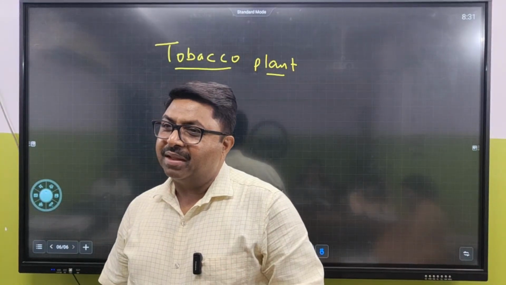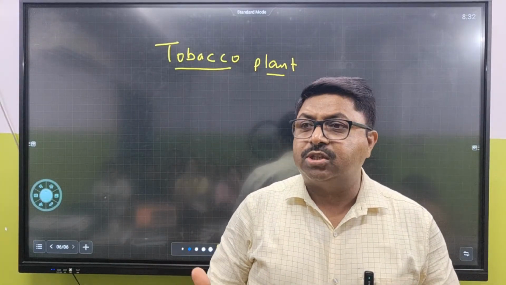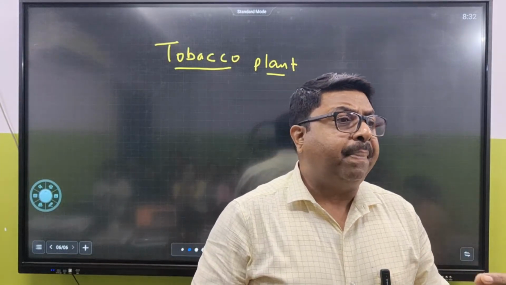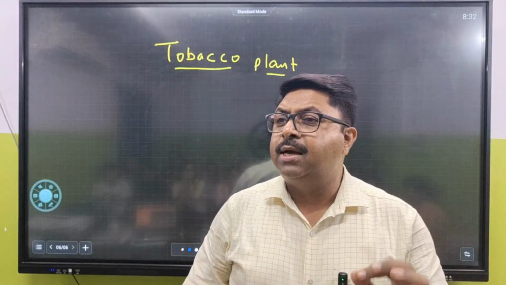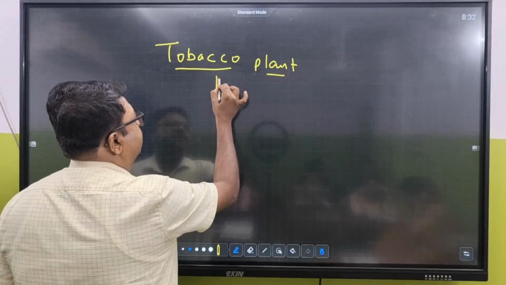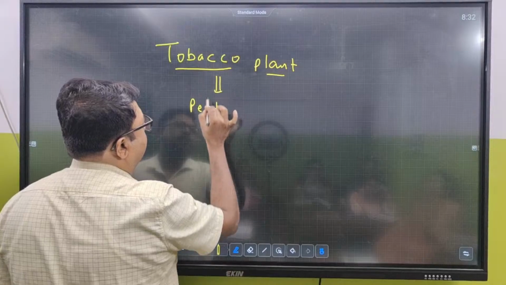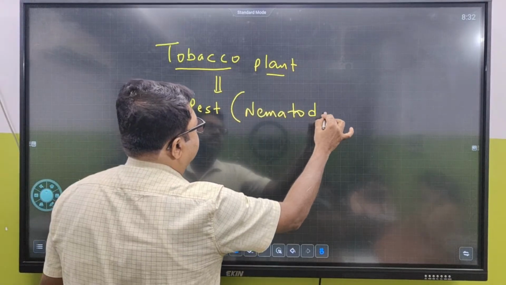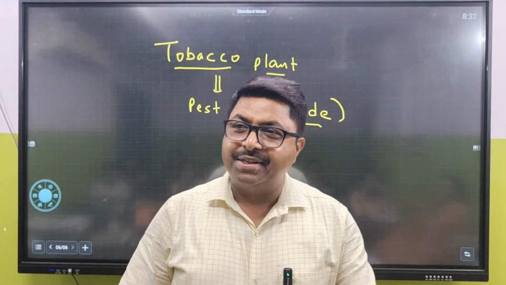Tobacco is very useful. When a farmer grows the tobacco plant, it is infested by a type of worm. So what is the normal pest of this tobacco plant? The normal pest of this tobacco plant is a worm, and the worm is a nematode. What is nematode? Tell me what is nematode.